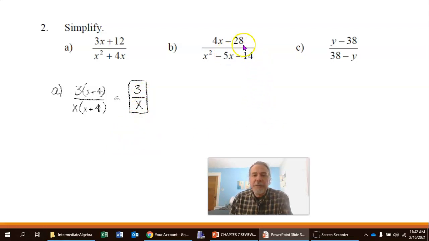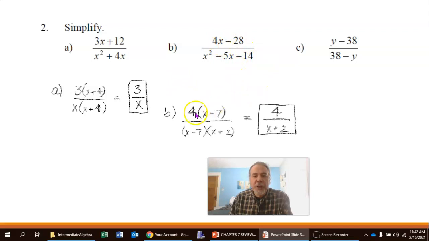For the next one, 4x minus 28 over x squared minus 5x minus 14, on top, I factor out a 4, so that it's 4 times x minus 7. The denominator can be factored into x minus 7 times x plus 2, and then when I cancel that common factor of x minus 7, I have 4 over x plus 2.